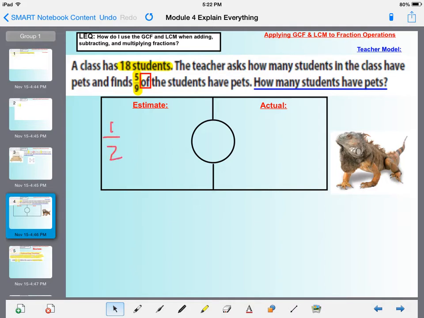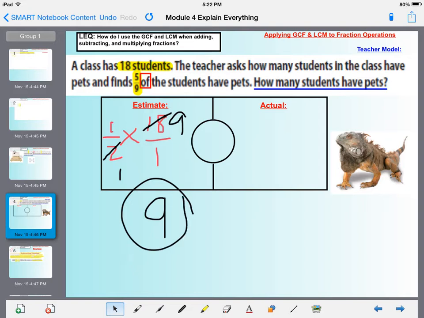1/2 of 18 students. And the 18 is a whole number, but we know that if we set that up as a fraction, we just set it above 1 and it doesn't change its value. Now I can look into simplifying. I can see that 2 goes into itself 1 time and it goes into 18 9 times. And so when I multiply straight across, 1 times 9 is 9 and 1 times 1 is 1, leaving me with 9 over 1, and anything over 1 means that's the whole number. So my estimate here is 9 students out of her 18 students have pets.